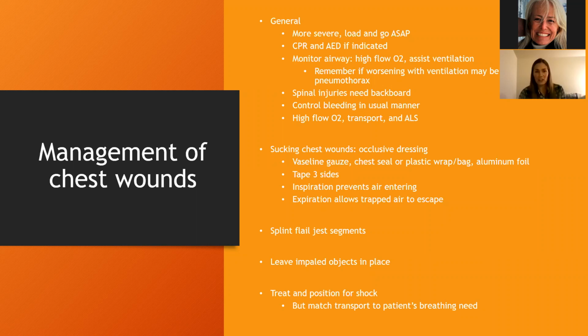Splint any flail chest segments. The patient may be self-splinting. You can do your best to support that. Again, if there's impaled objects, leave those in place. You can wrap a blanket around them, try to stabilize them, but you just leave them where they are.